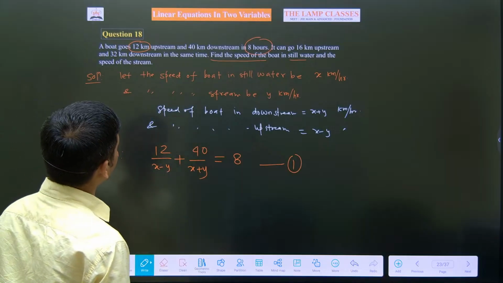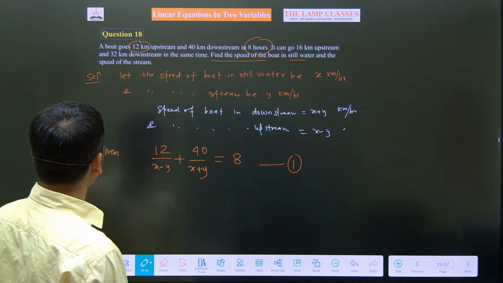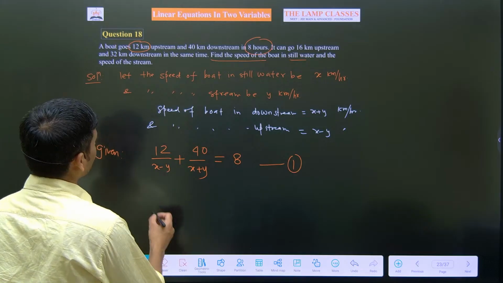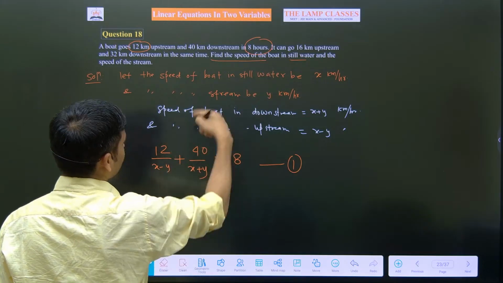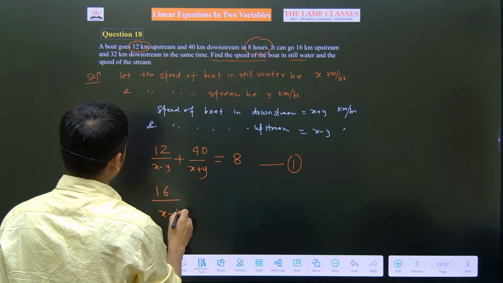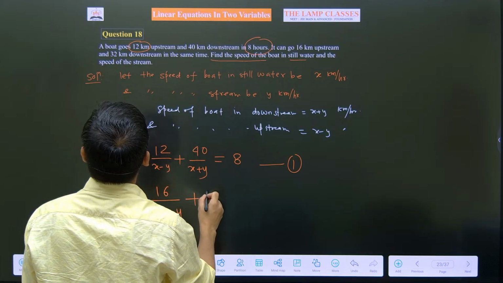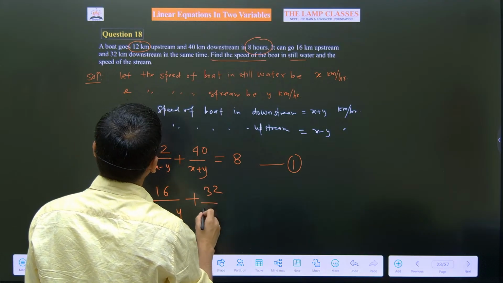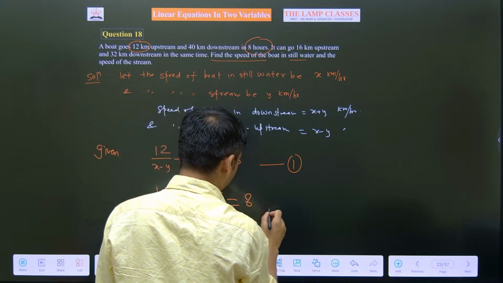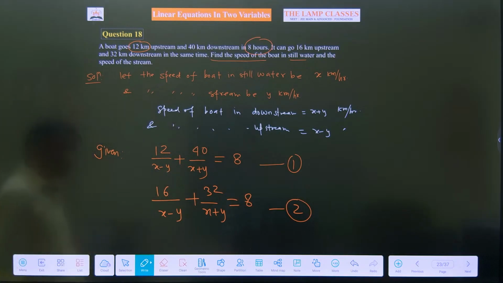Similarly, the second scenario is given. It can go 16 km upstream and 32 km downstream in the same time. So this time again is the same, but this time the distances are different. So 16 upon x minus y plus 32 upon x plus y. This time also the same time is given, right? And now you have to find x and y using this.